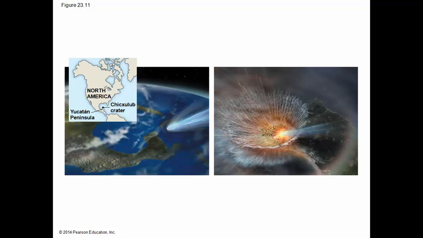You have to keep in mind, this is 65 million years ago, so it didn't look exactly like this. But the Chicxulub crater is a marine crater that exists under the water near the Yucatan Peninsula, and it indicates a massive collision by a meteorite.